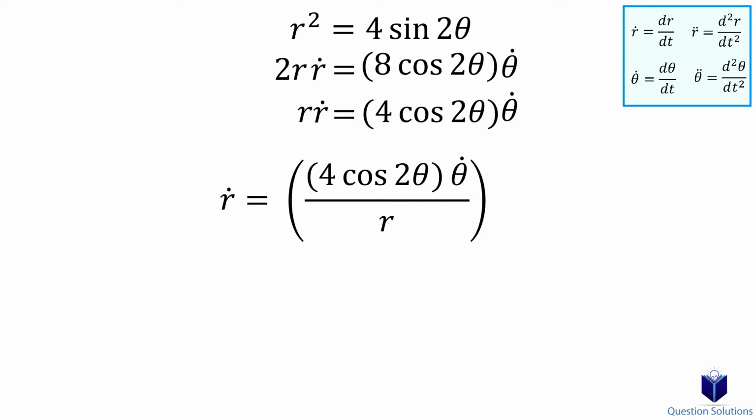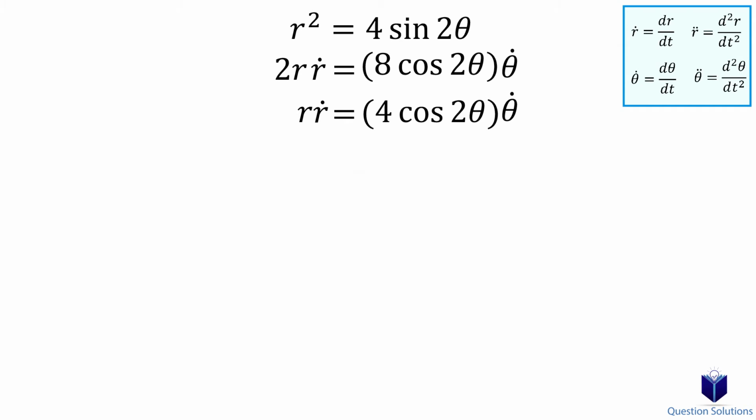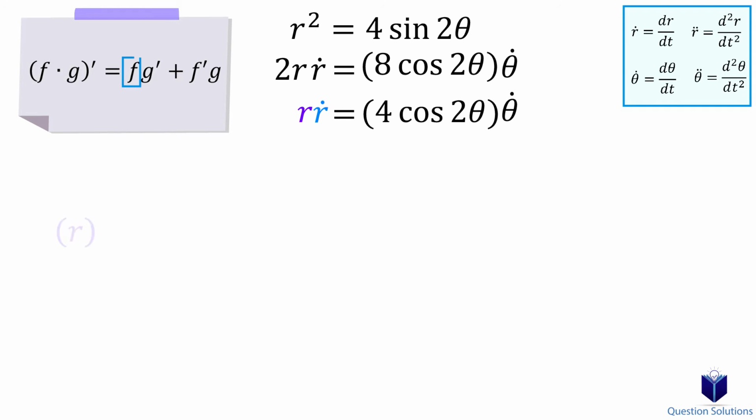Now we will take the derivative of this again. The left side is once again a product of two functions. So we need to use the product rule. First, we have function f multiplied by g prime, which means it's r multiplied by the derivative of r dot, giving us r with two dots. Then we add the derivative of our f function, which gives us r dot, and then multiply it by the g function, which is r dot.